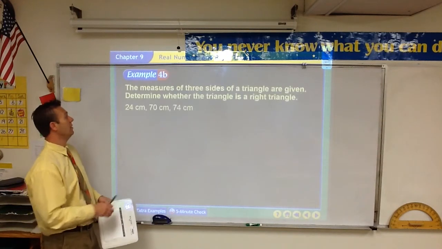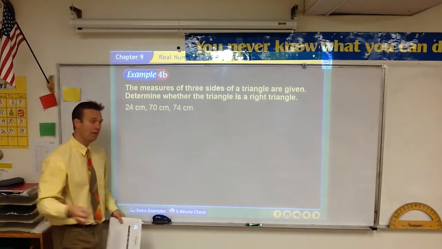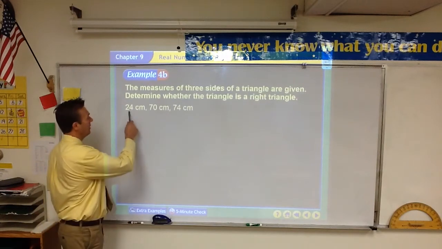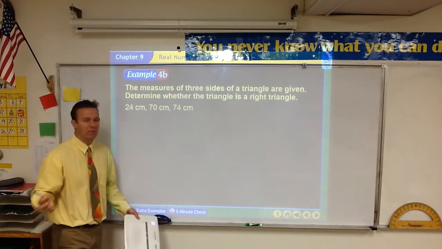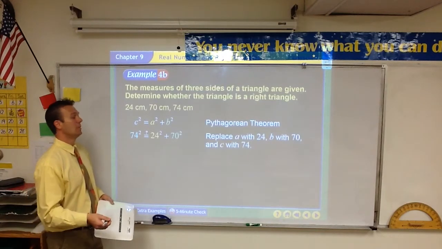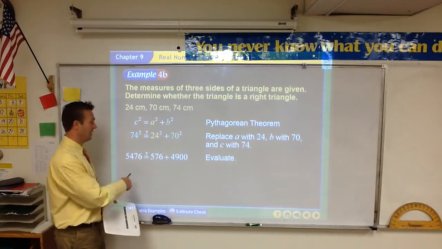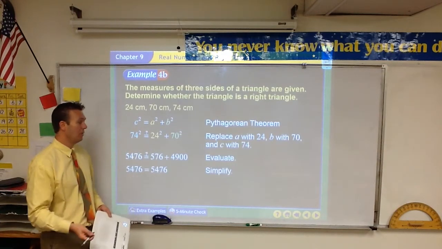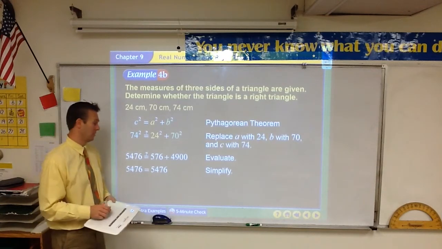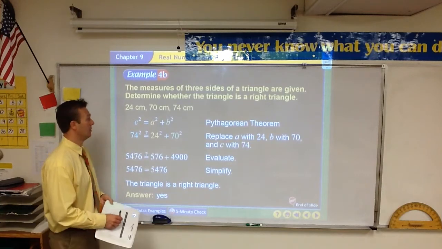Looking at the next one, we now have 24, 70, and 74. Again, we choose 74 as our C because it's the longest segment, and then 24 and 70 are A and B. It works. When we set that up using Pythagorean's theorem and substitute in, we get 5,476. We add those two together, and they equal each other. So these particular measurements make a right triangle. So the answer to this question is yes, this is a right triangle.